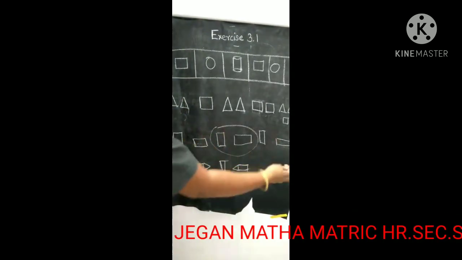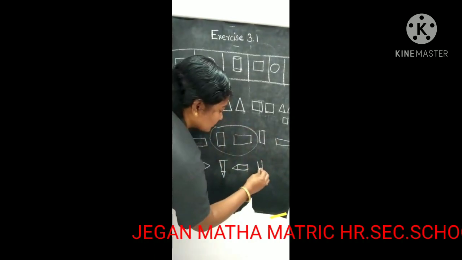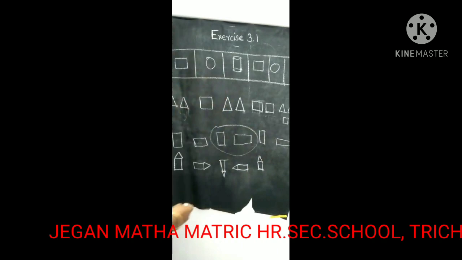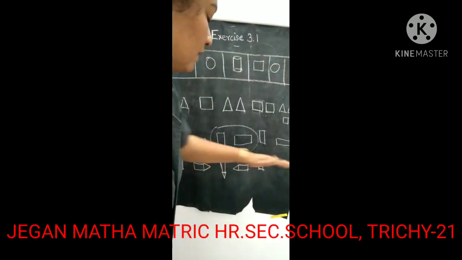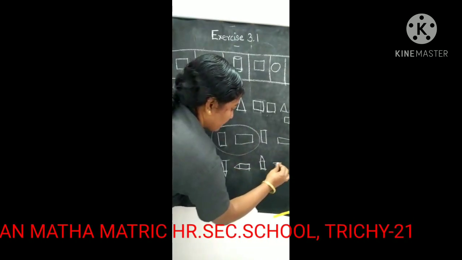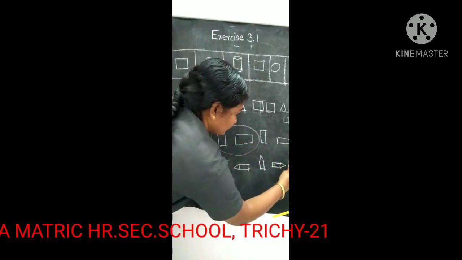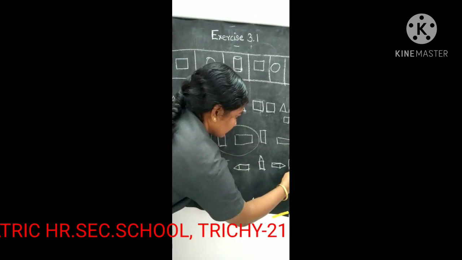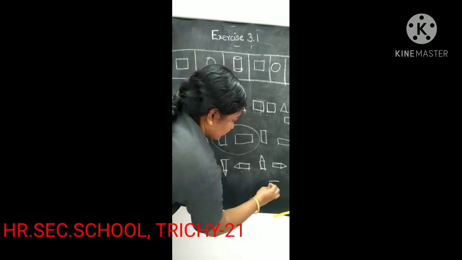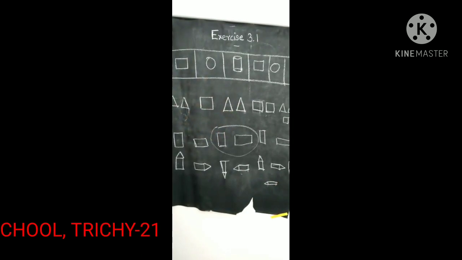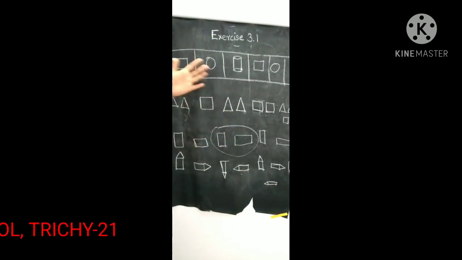So again next you draw: upside and sides. Okay. Then downside. The next figure like this. Okay. So these are some basic patterns.